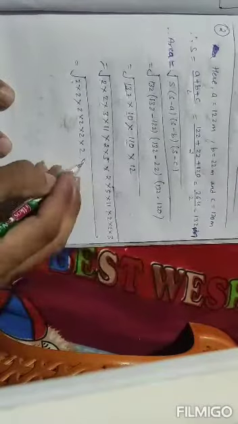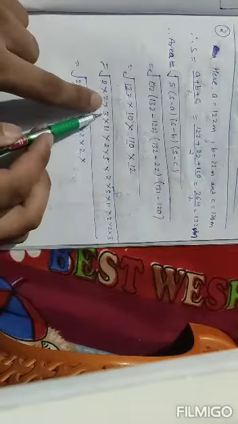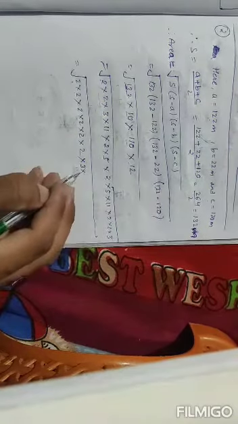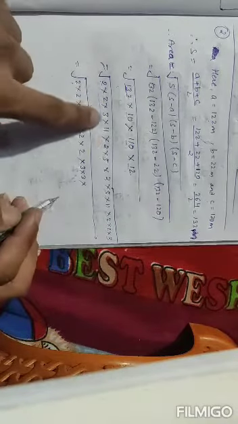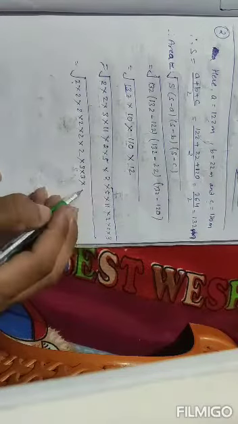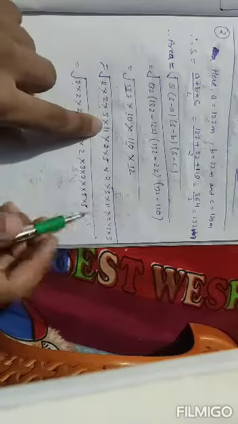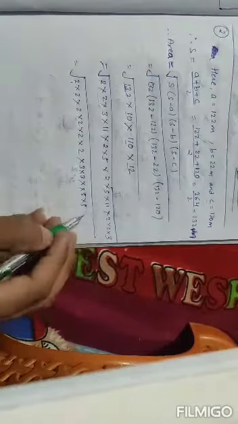Next I'll write all the 3's. How many 3's are there? 1, 2, only 2 3's. After that I'll write all the 5's. 1, 2, only 2 5's are there, isn't it? Then I'll write all the 11's. 1, 2, again 2 11's.